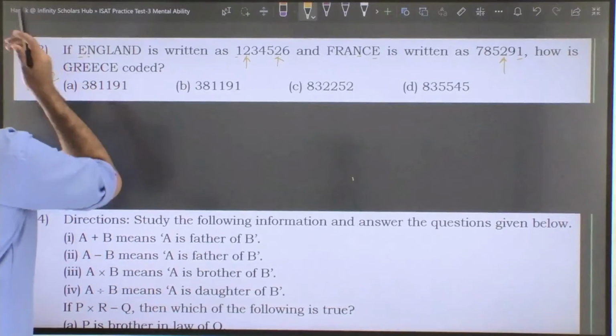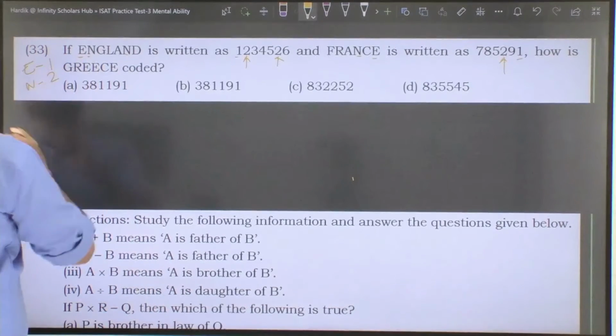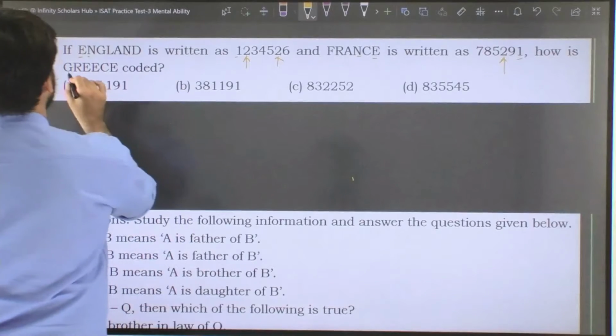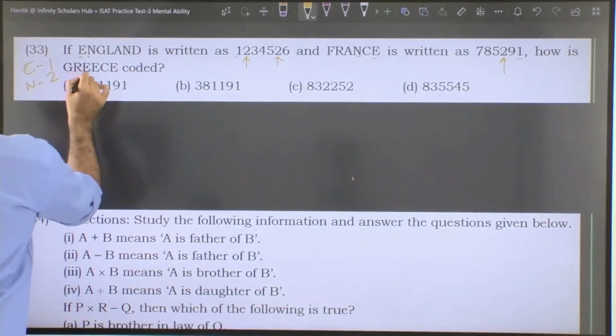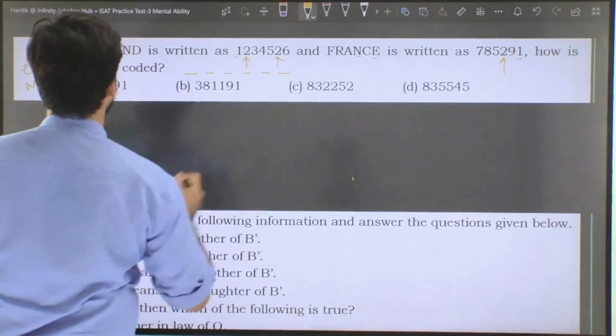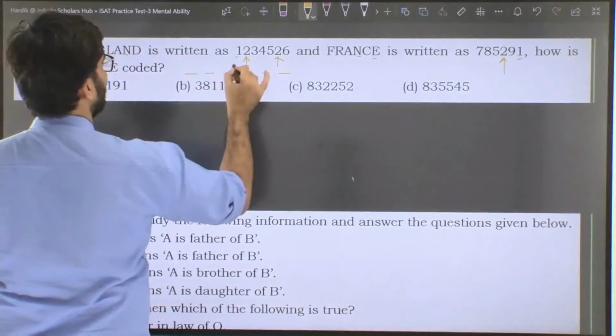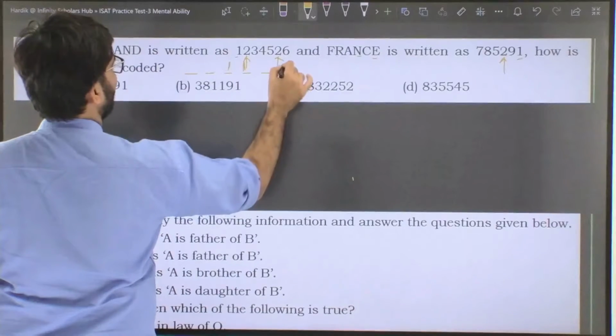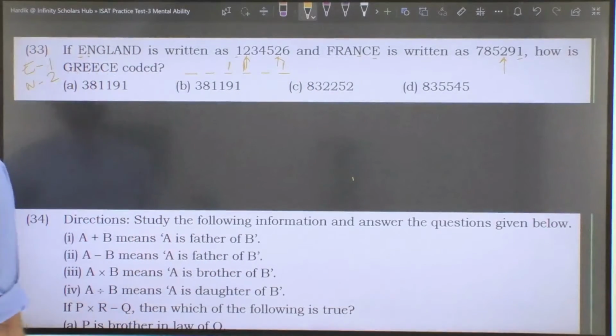Similarly we have to write down the code for Greece. Okay, so E stands for 1, you know that. So Greece, how many letters are there? 1, 2, 3, 4, 5, 6. So 1, 2, 3, 4, 5 and 6. Okay, so this 2nd will be 1, right? And the last one will also be 1 because all are E's.